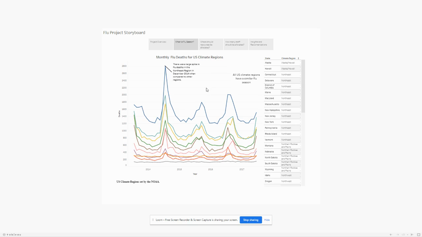Just a quick note, I'd like to point out that in December 2014, there was a large spike in flu deaths in the Northeast region as compared to other climate regions in the U.S. Further investigation may help to determine the cause of this event in the 2014-15 flu season.